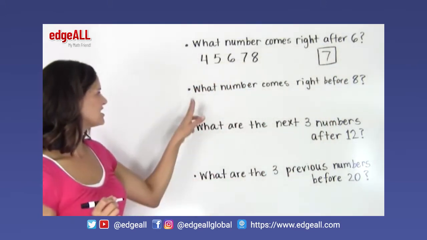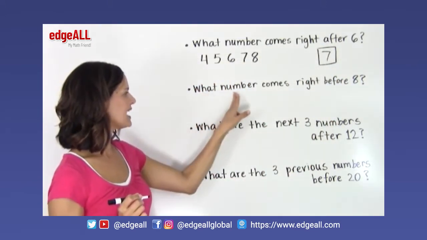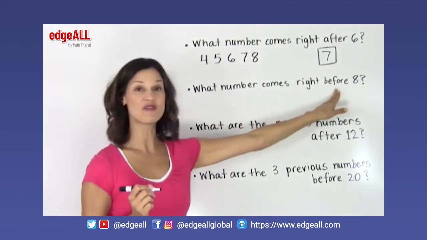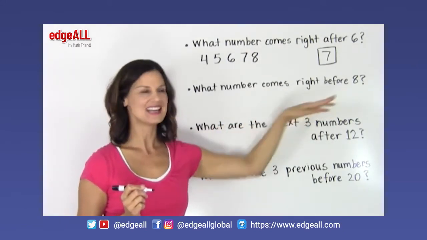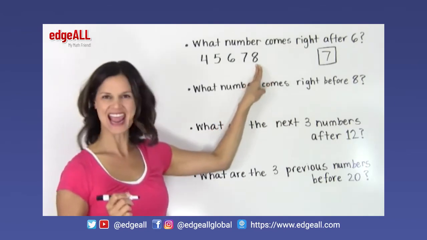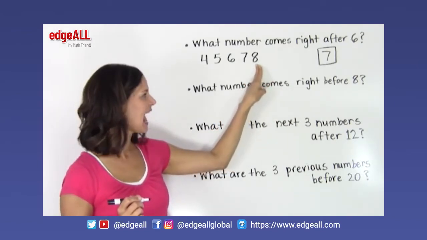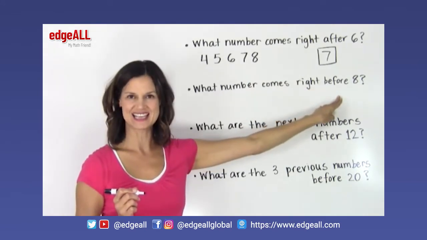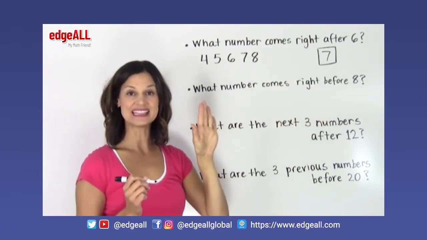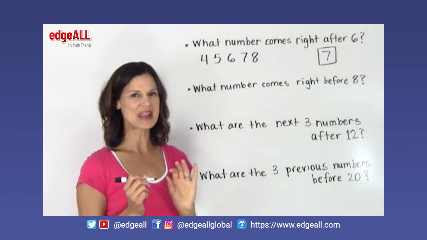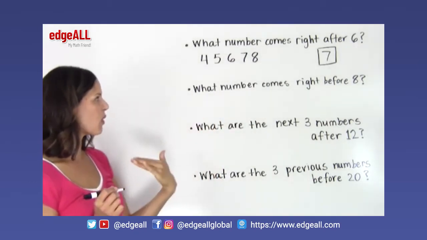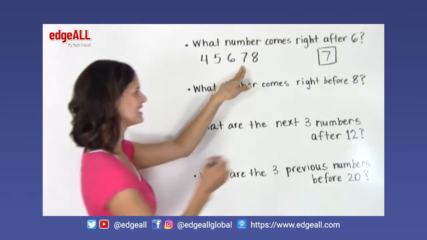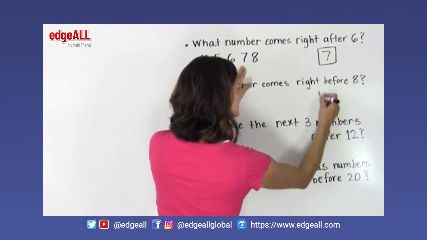Our next question asks us, what number comes right before 8? So we're going to go to our 8 here in our list, and we want to know what's right before it. So we need to look to the left. The immediate neighbor to the left comes before the 8. So it's the number 7.